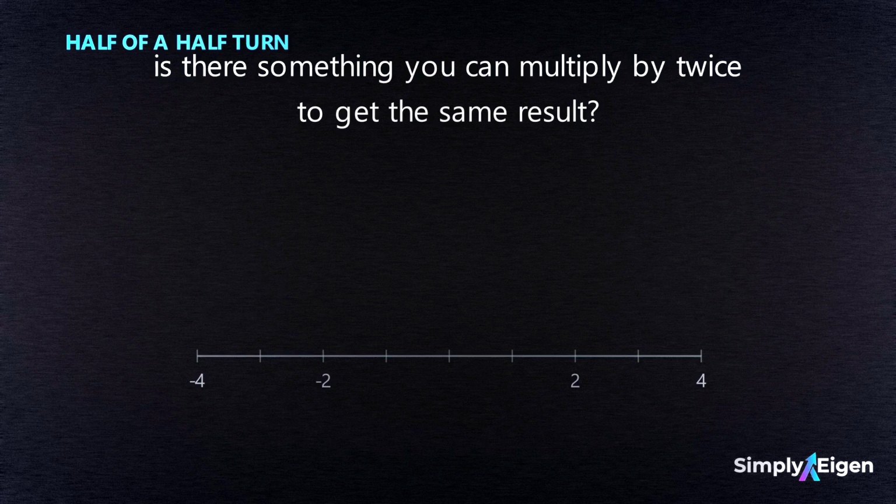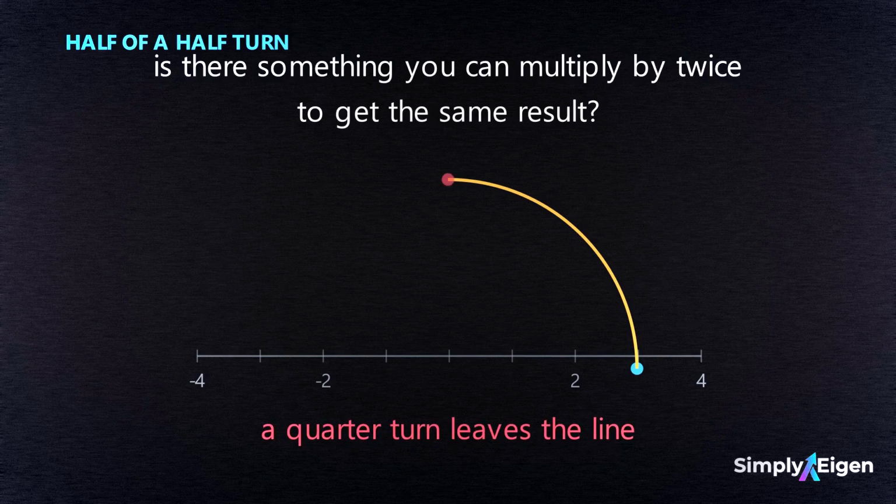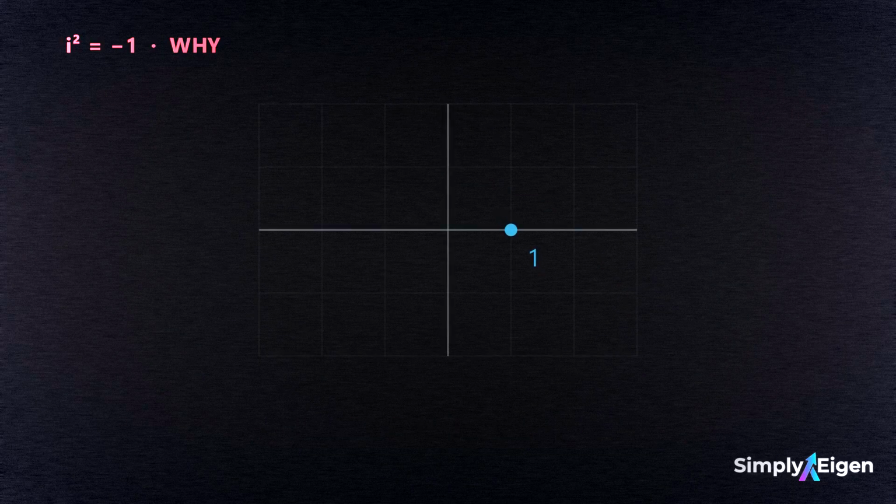Something that does half of the half turn? There is nowhere on the line for it to go. A quarter turn takes you off the line entirely. And that is i. Not a number we invented to plug a hole. An operation. A quarter turn.